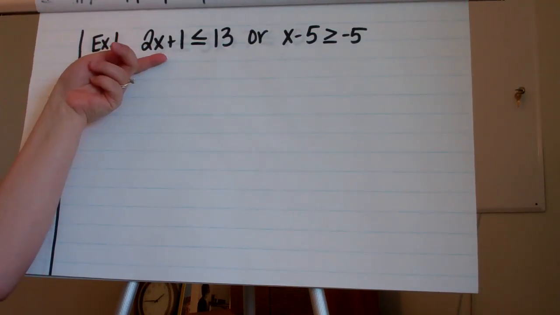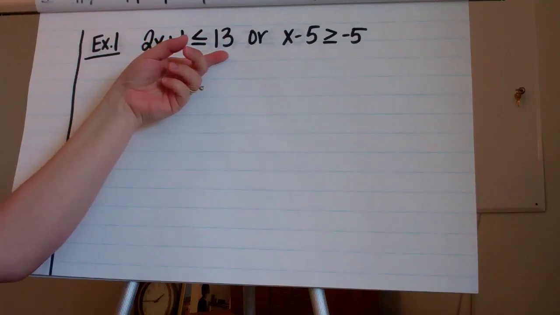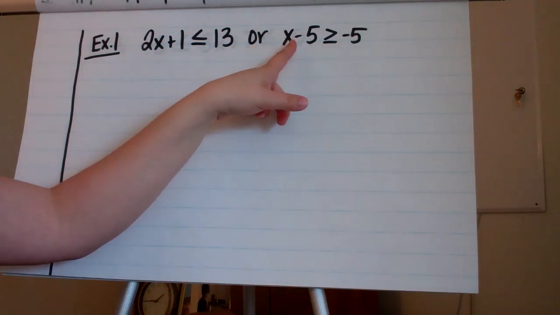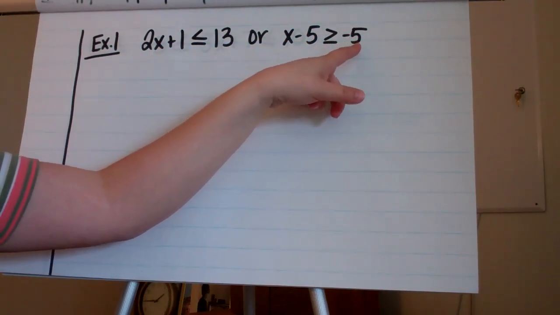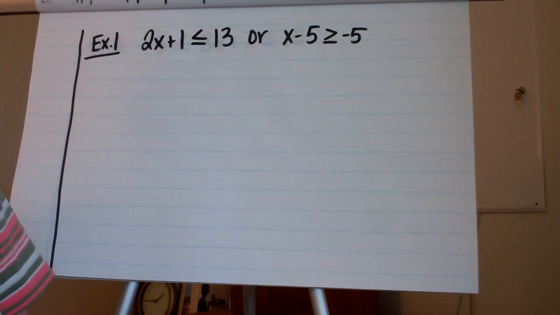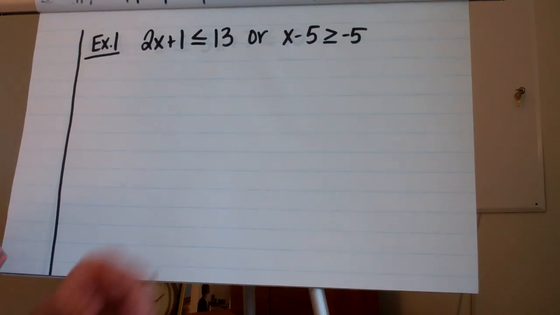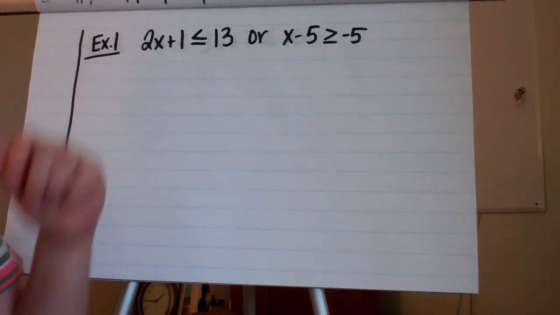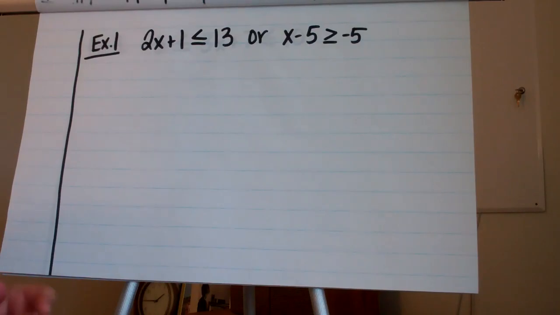So in this case, I have 2x plus 1 is less than or equal to 13, or x minus 5 is greater than or equal to negative 5. This is already in two separate pieces for me, so I don't need to break it apart. I'm going to solve each one separately and graph them on the same number line.